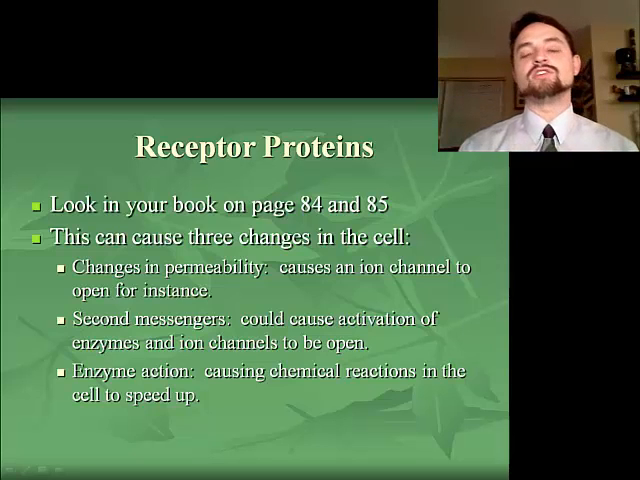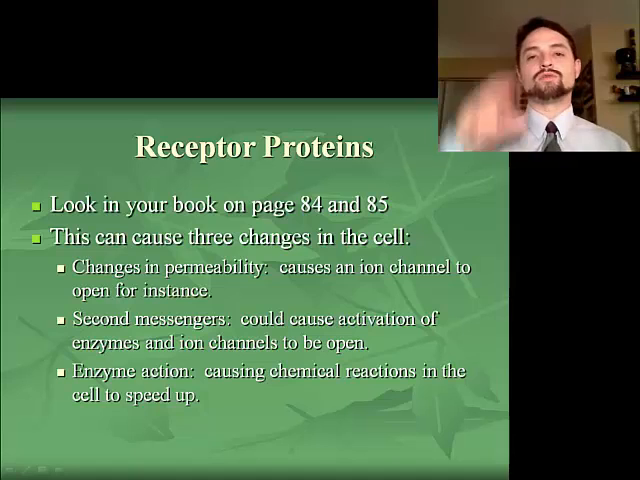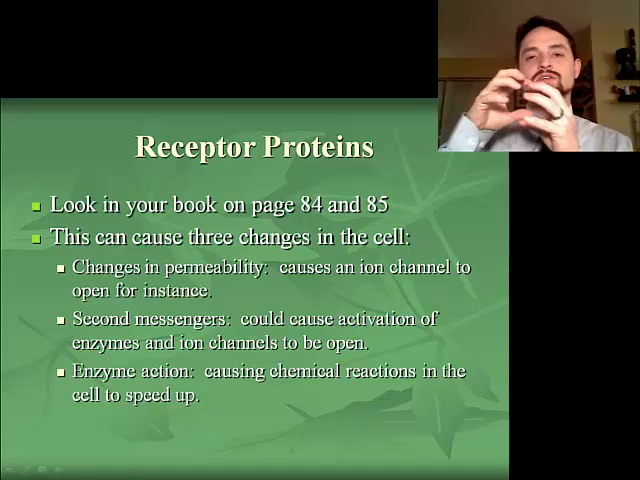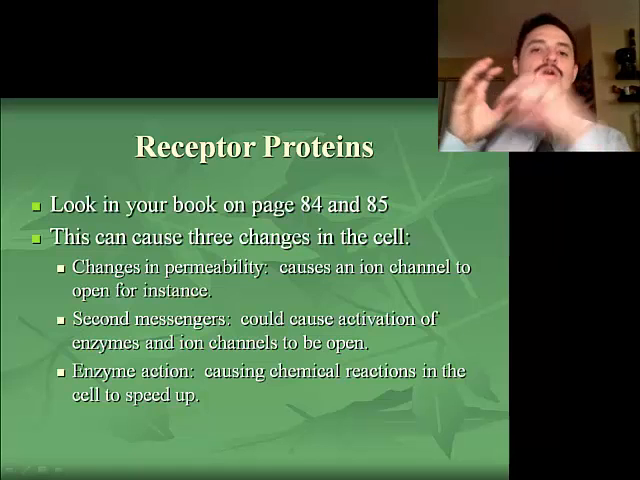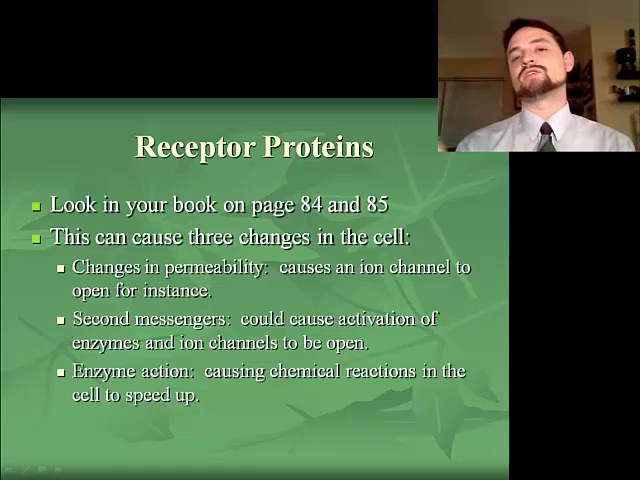The second is what we call a second messenger. So the receptor protein gets a signal, it turns on another protein inside the cell that goes and does something else. That's called a second messenger. It could cause activation of enzymes and ion channels to be open, so on and so forth.